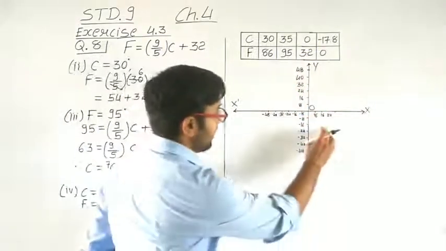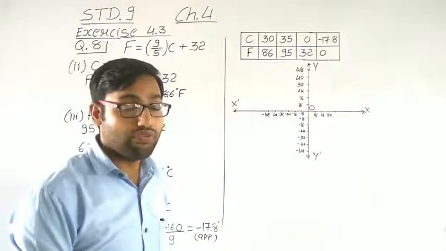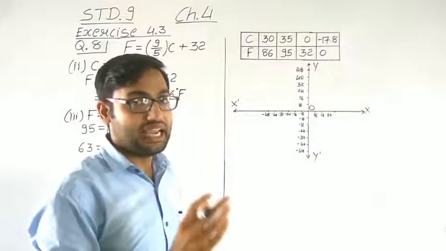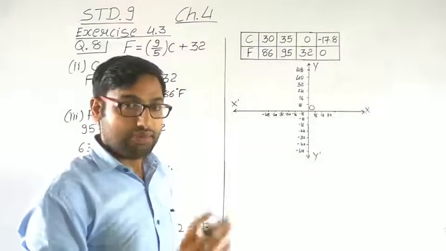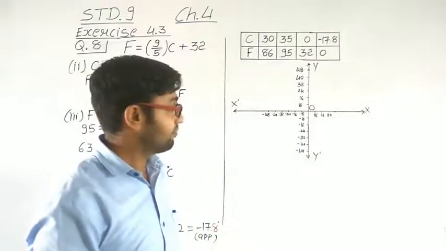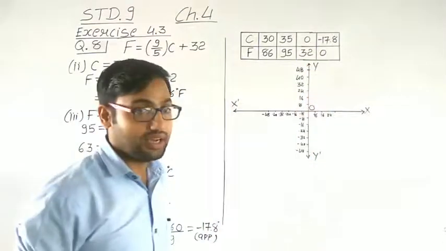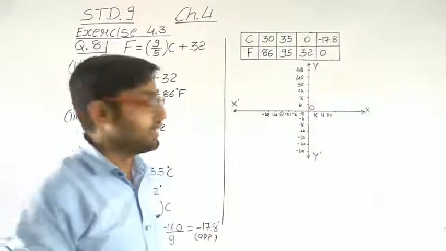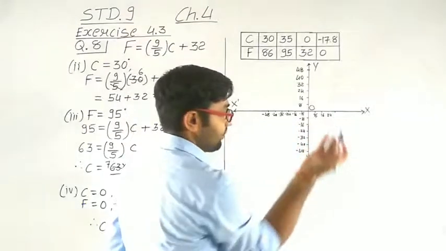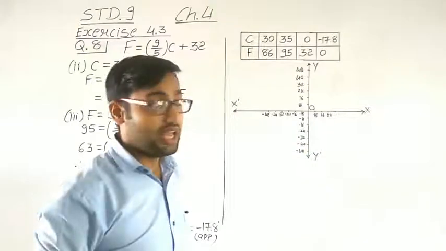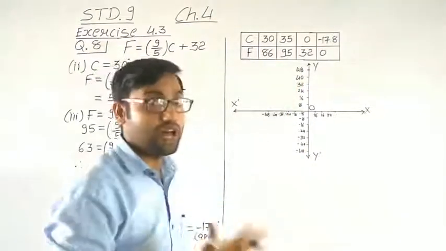So see, in this graph we have taken a scale of 8 units. 1 unit means 8 degrees. It may be Celsius or Fahrenheit, both. So on the x-axis and y-axis we have taken a scale of 8 degrees. See, 8, 16, 24. In the same way, 8, 16, 24. Why do we take the scale? Because the data is large.